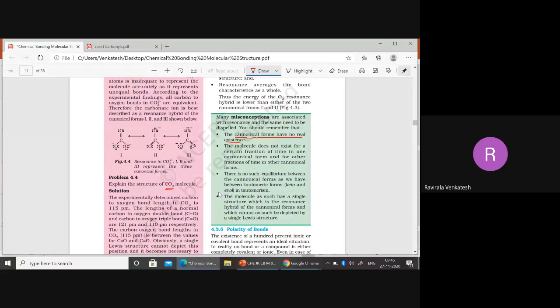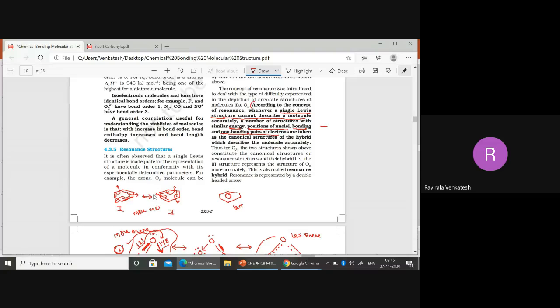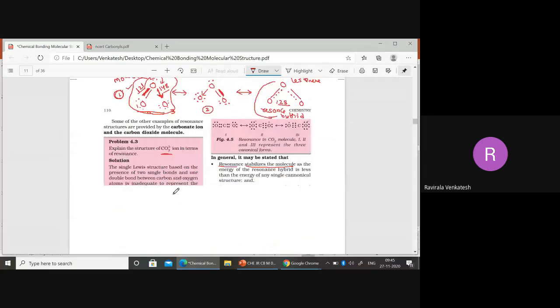Okay, that means one to the other always changes, like a fan will move. Similarly, this ring always moves like this. The pi electrons are moving like this, here. In this way, permanently, it is moving like this.